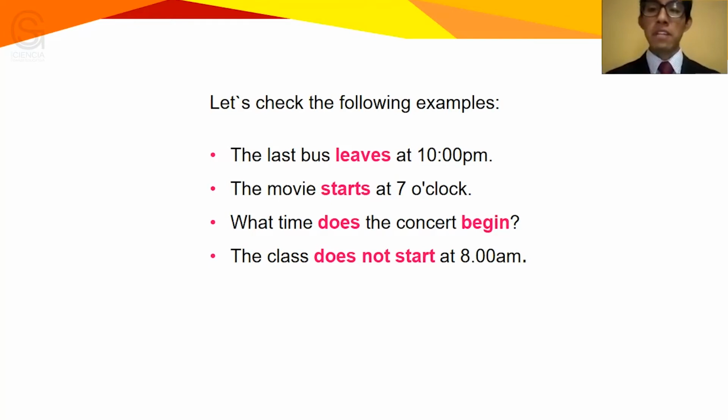What we have here are many different questions. We have three types of sentences here. The movie starts at 7 o'clock, which is an affirmative sentence. We have what time does the concert begin, which is an interrogative form. And we have the class does not start at 8 a.m., which is a negative sentence.